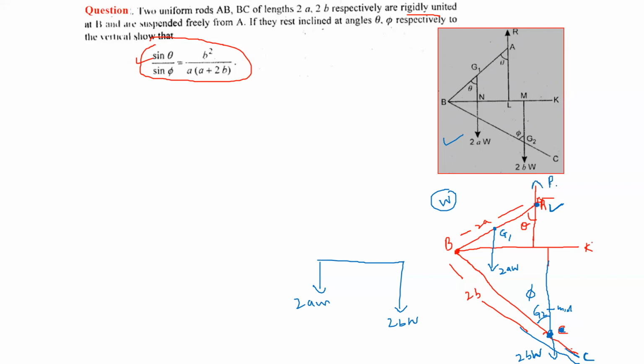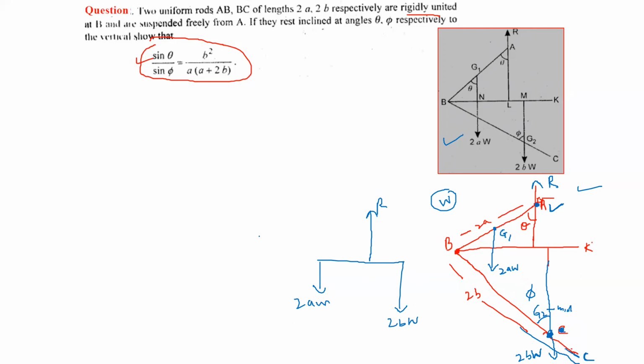So the reaction at A would be parallel to 2AW and 2BW. So the three forces acting on the system are 2AW, which is vertically downwards, and the force R, which is acting vertically upwards. So this is R. This is the system of forces available to us in the diagram.